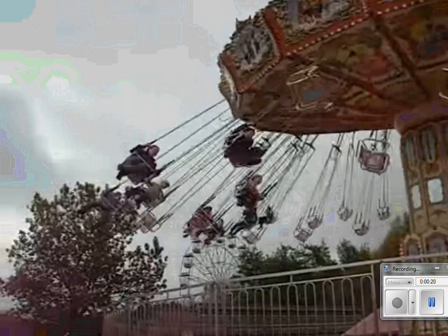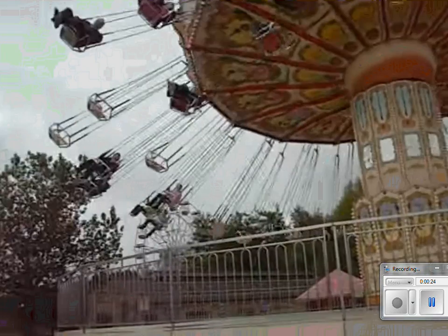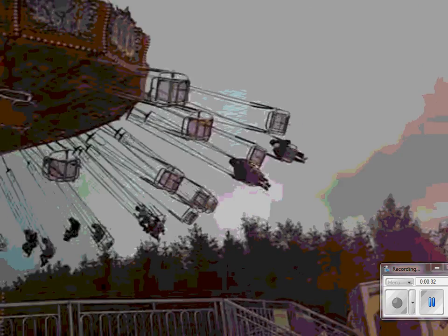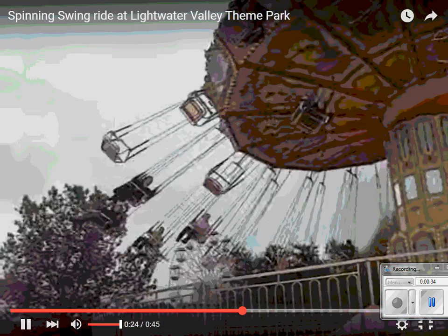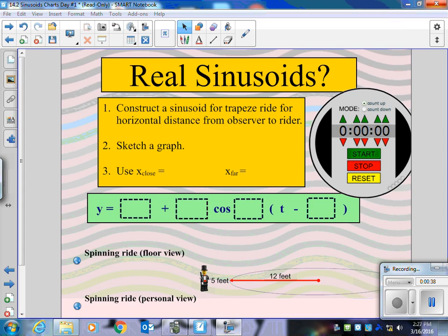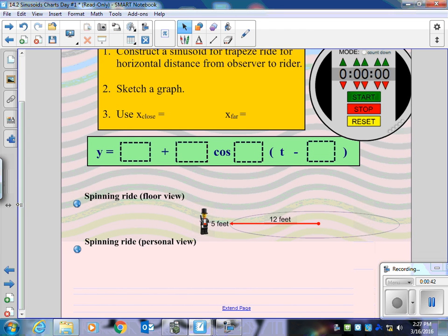But if you think about it, you're also moving, let's say this is a fence. You're moving away from the fence, then you're coming toward the fence. You're moving away from the fence, you're moving toward the fence. And that is a trigonometric relationship. So what we're going to do is construct a graph from something like this.